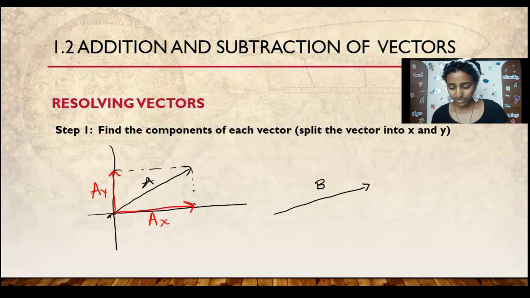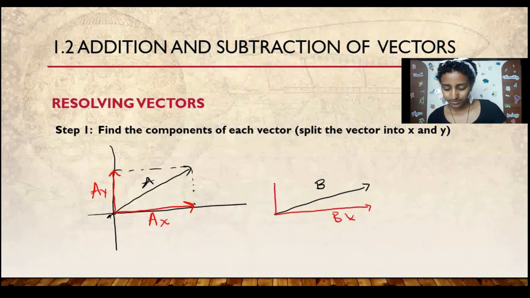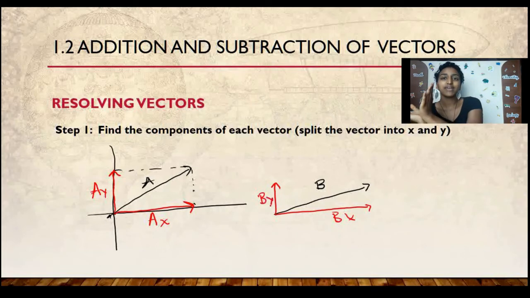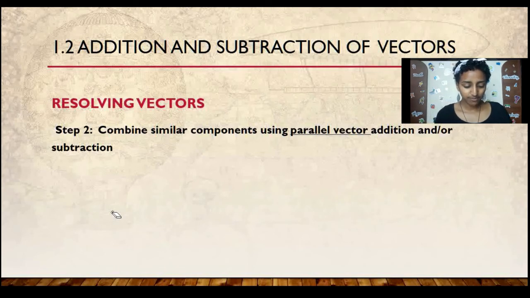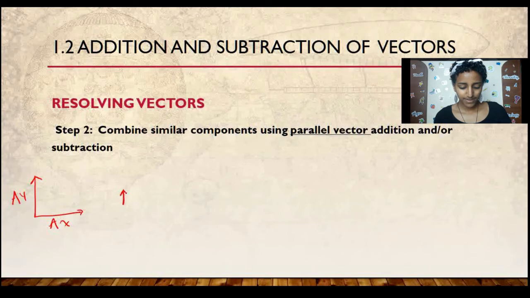So let's do the same thing with vector B. If I were to draw it, it would be a value like this for Bx and something like this for By. So you can see again, if I were to add Bx and By, I would get right back to B. And if I were to split B, I would get Bx and By. So now we have the two components of each of the vectors. Step two says we have to combine similar components using the parallel vector method of addition and subtraction of vectors. Now, let's draw again the components that we found. We found vectors AY and AX, and we found vectors BY and BX.